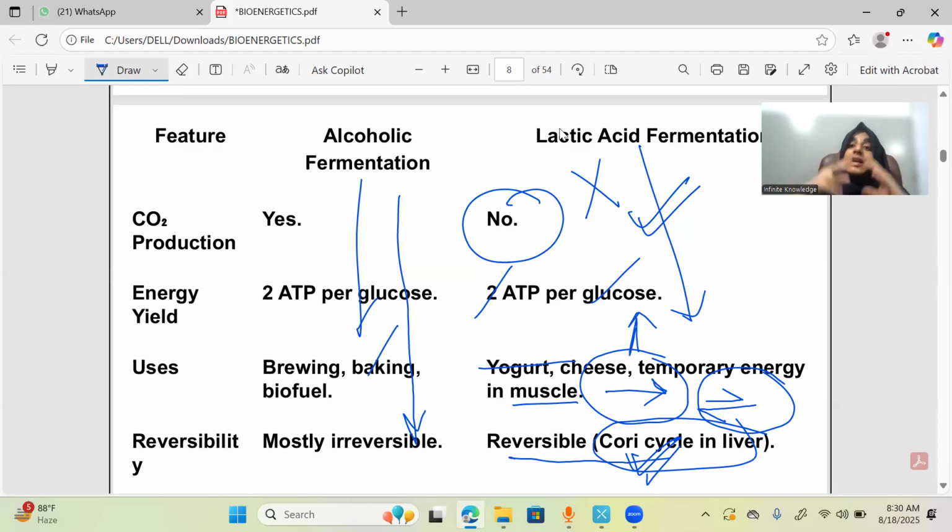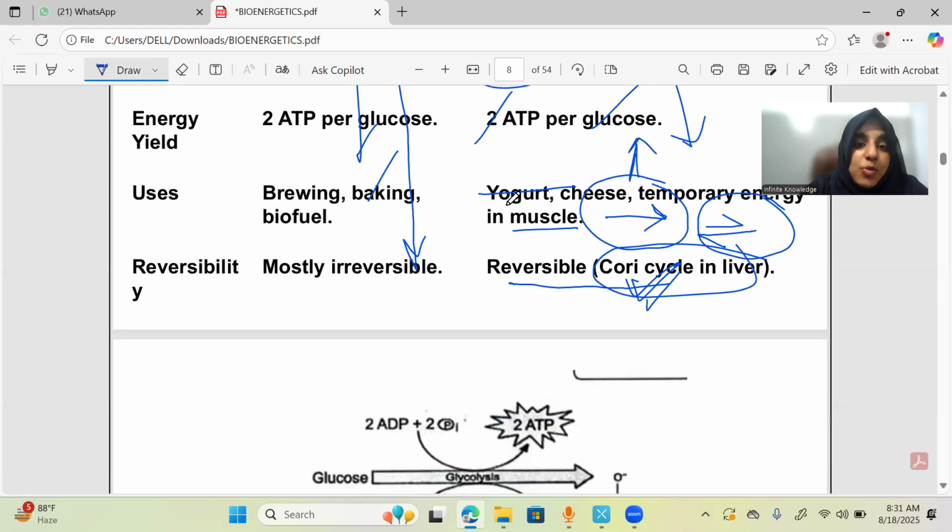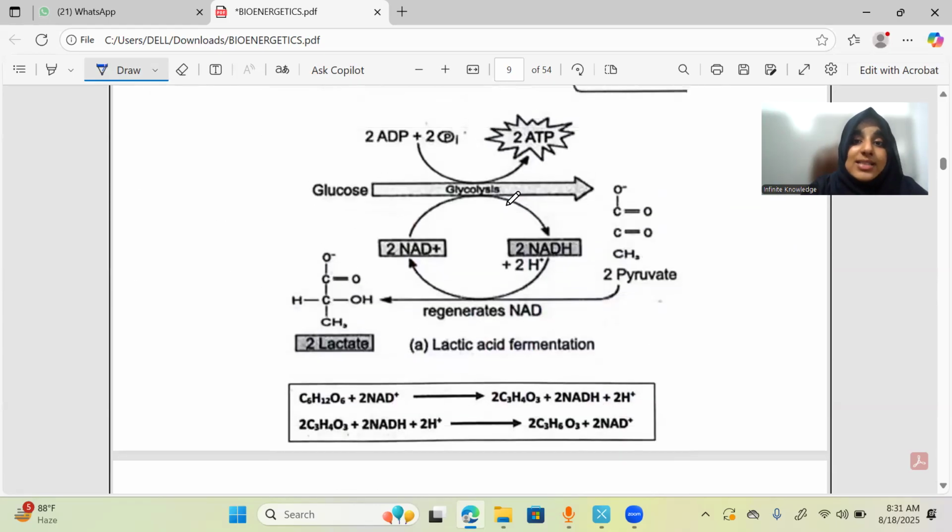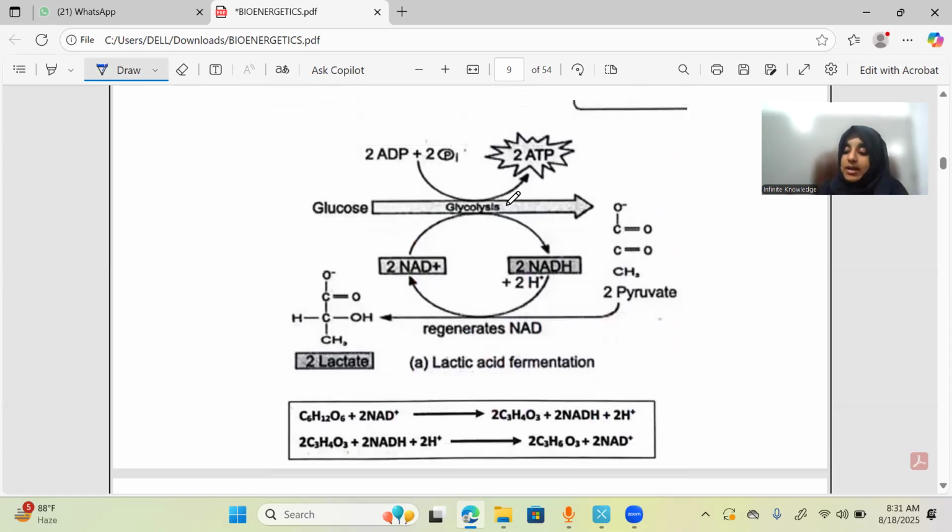Why the Cori cycle? Because the product of lactic acid fermentation, which is lactic acid, can be converted back into the reactant, which is pyruvate. So just remember this point. Now, this is a diagram from the federal. I have added this in my presentation because I thought it's very self-explanatory.